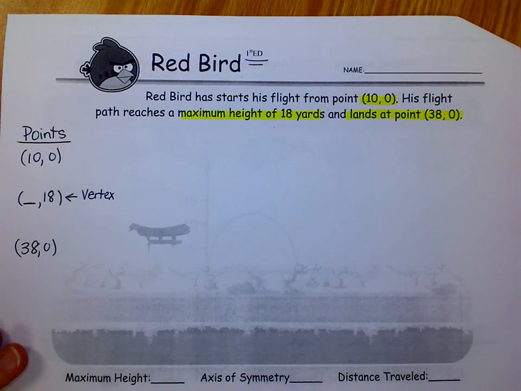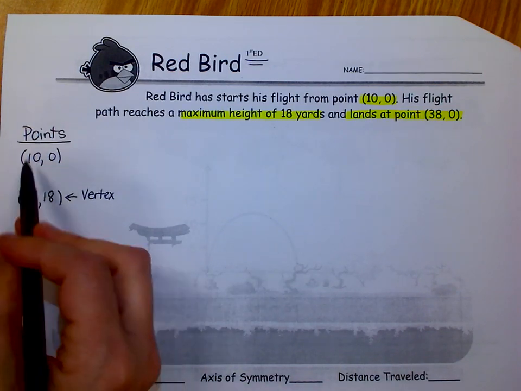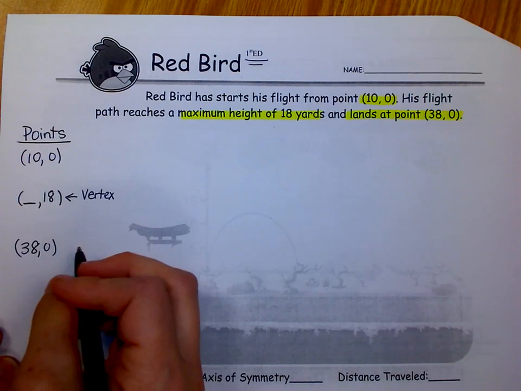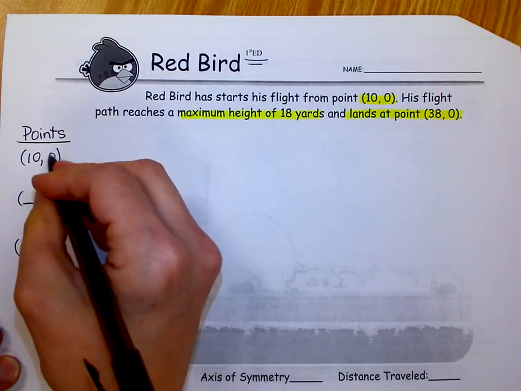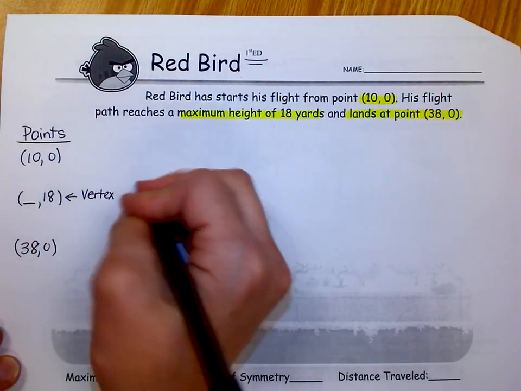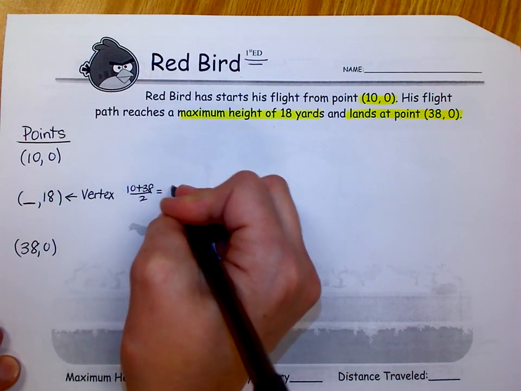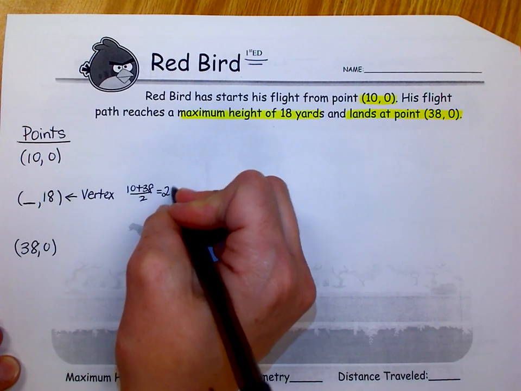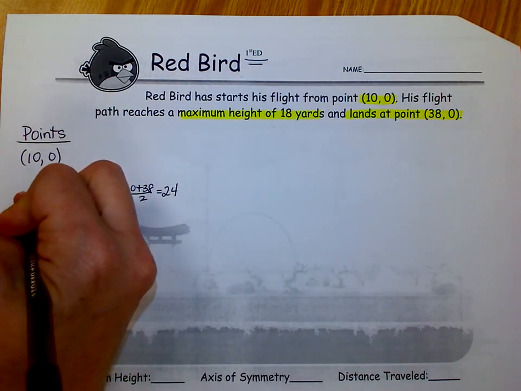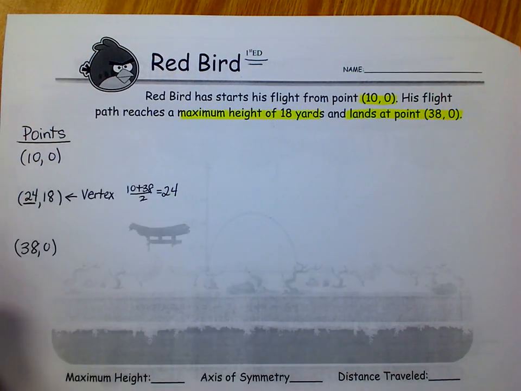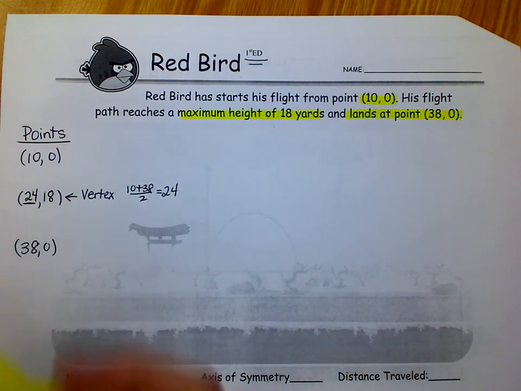And in order to figure out what that vertex is, we need to find what's right in between 10 and 38. In order to do that, we can average those together. We can add 10 plus 38 and divide it by 2. And when you do that, you have 48 divided by 2, which is 24. So we now know that our vertex is actually at (24, 18). So we have another important piece of information right here.